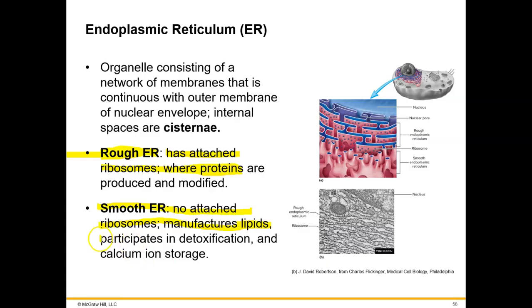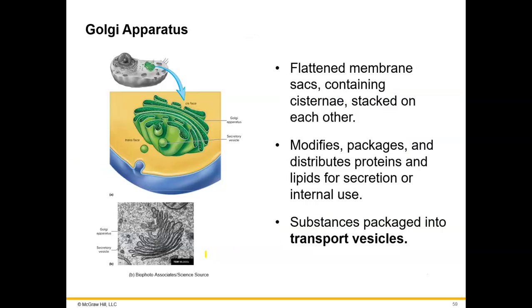The smooth ER also participates in detoxification, so liver cells have quite a bit of smooth ER in them, and muscle cells have smooth ER that stores calcium ions because they're needed for muscle contractions.